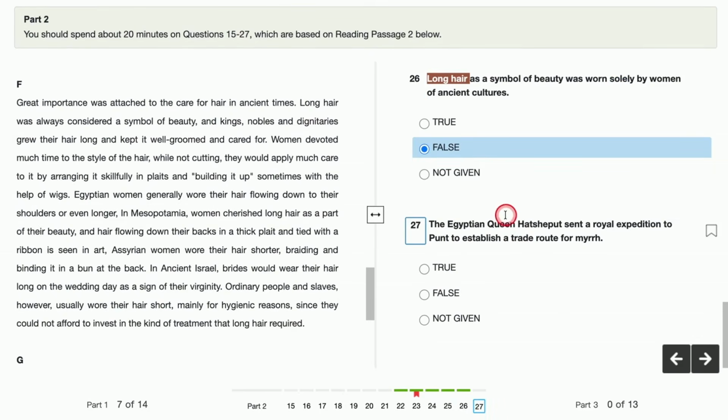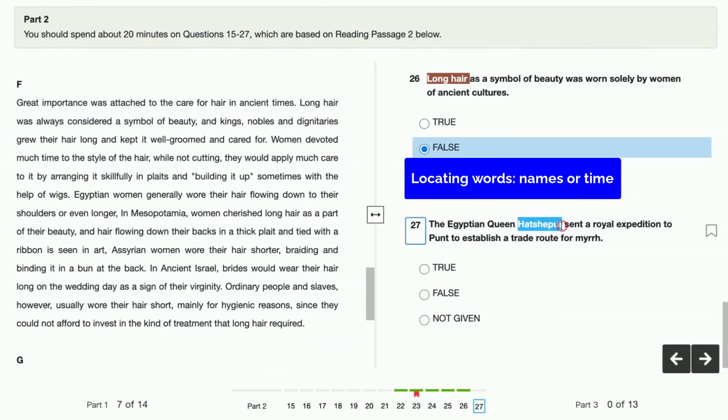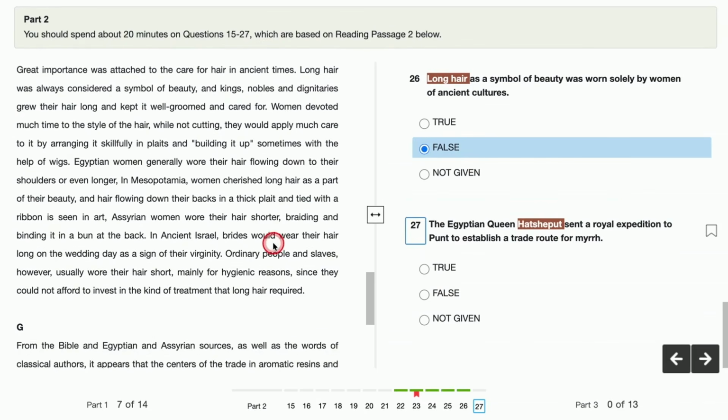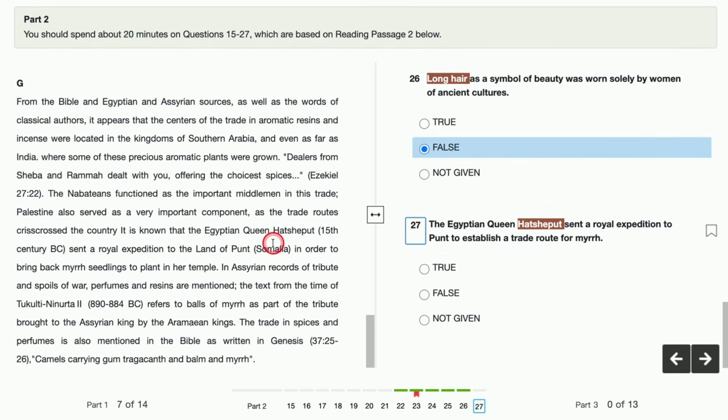Now, last one. The queen. Okay, here it has this queen's name, so we don't need to continue reading the question. We read the question after we find this name in the passage. Now, I will play the audio for the last paragraph. You try to find out if this paragraph mentions this name.